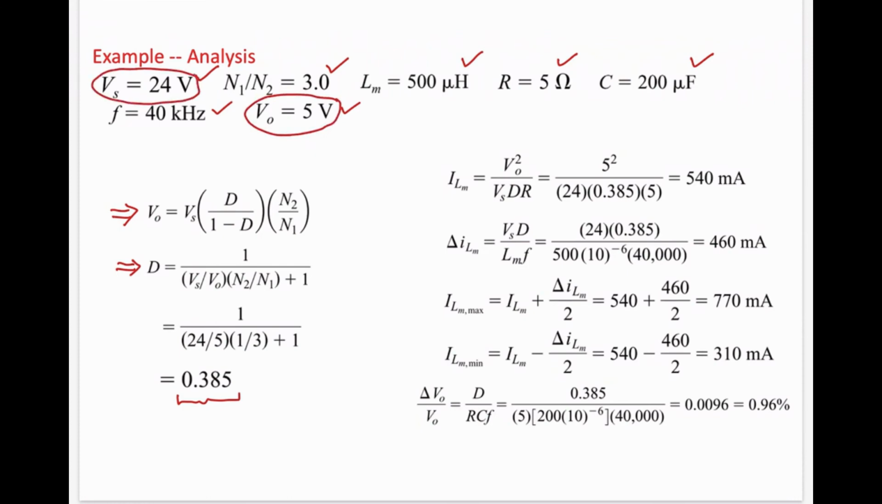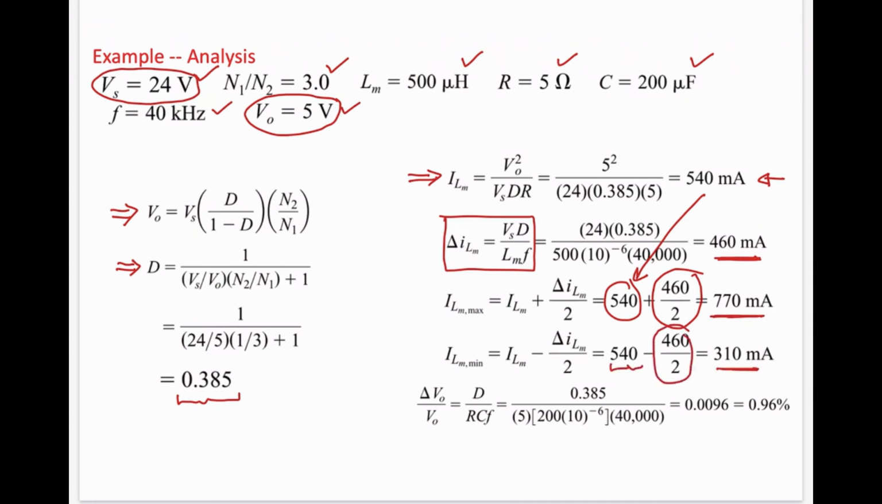Now what will be the magnetization current? We have derived an expression for that, just plug in the values. 540 milliampere is the magnetization current, and the current ripple can now be calculated with the help of this expression derived earlier. So the current ripple is quite high, 460 milliampere. Dividing it by 2 and adding it to the average value, the maximum value is 770 milliampere, and the minimum value is obtained by subtracting 460 by 2 from 540, so that is 310 milliampere.